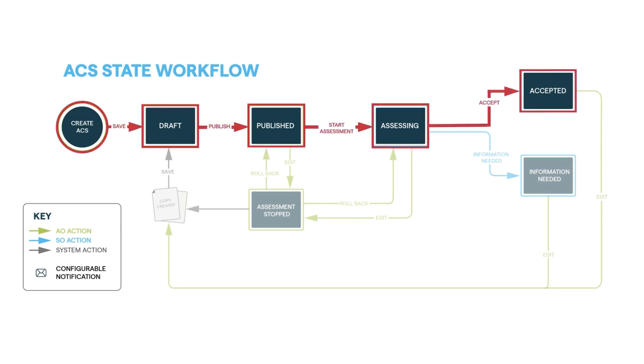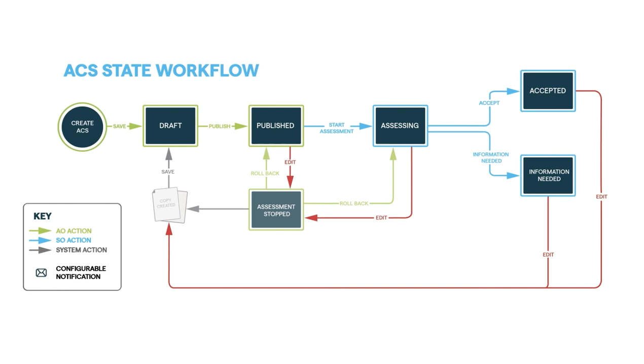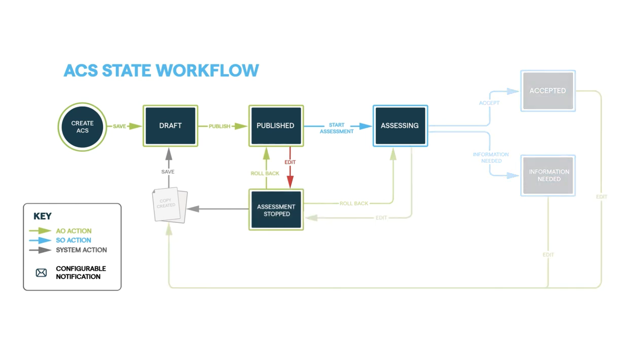Now that you've learned about the workflow from ACS creation to acceptance, let's talk about the situations when the asset owner would like to edit the ACS after it has been published. If an ACS is edited while in a published state, it stops the system operator from starting any assessment until it has been published again.